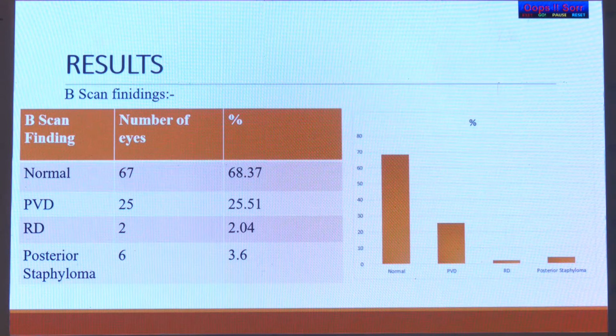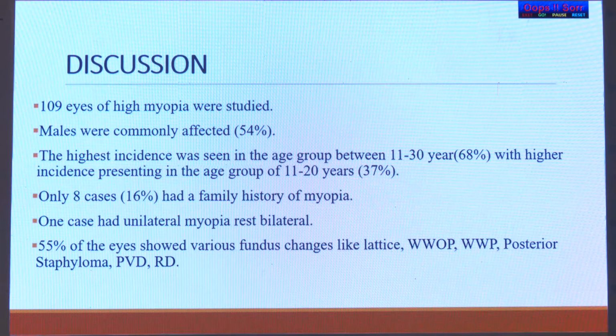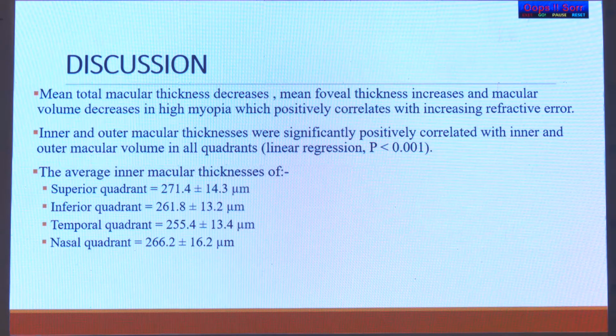And coming on to the discussion, the males were commonly affected, 54%. The highest incidence was between 11 to 30 years with 68%, and only 8 cases had a family history of myopia, and only 1 case had unilateral myopia, the rest are bilateral. 55% of eyes show fundus changes like lattice, white without pressure or white with pressure, posterior staphyloma, PVD and RD.